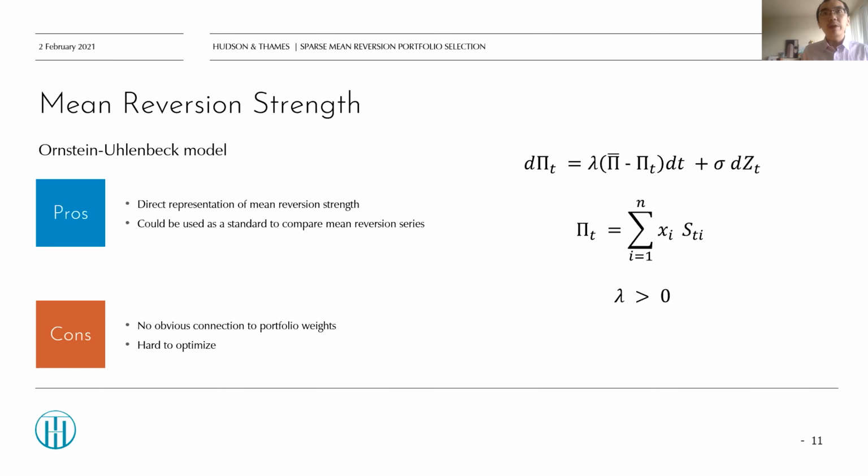However, our mean-reverting portfolio selection problem is an optimization problem. We really cannot connect the mean reversion speed to the portfolio weights, because the portfolio weights are the ultimate thing we care about, and it's very hard to optimize. So instead of using the mean reversion speed in the Ornstein-Uhlenbeck model, we need to find some other proxy to quantify mean reversion strength.